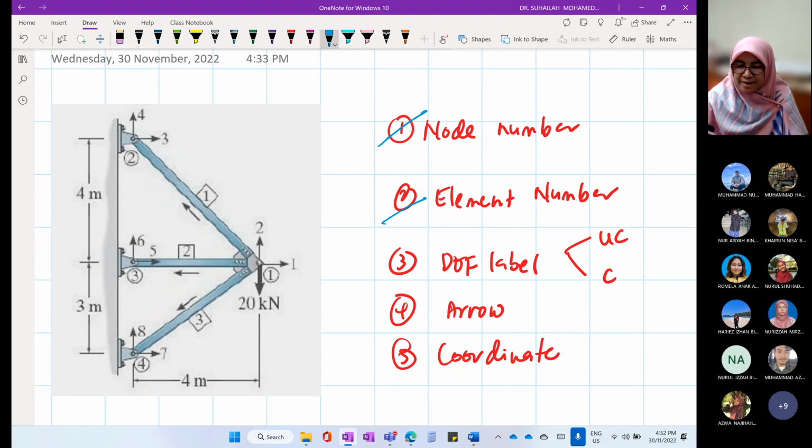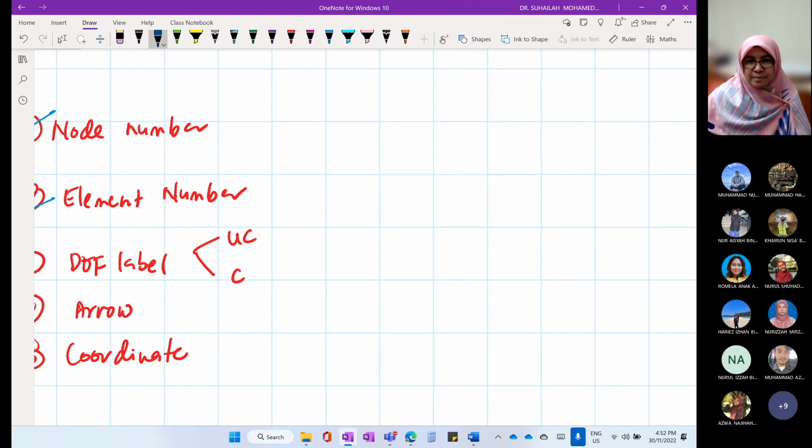Degree of freedom label, which we will label according to unconstrained and constrained. Sometimes you will get a question where the DOF is not given, which means that you have to label the degree of freedom. Degree of freedom in truss is in X and Y component at each node. So this is 2 degrees of freedom per node.